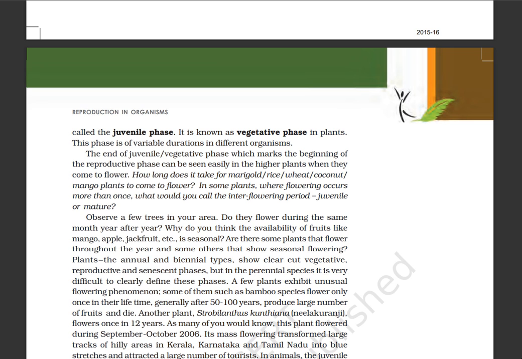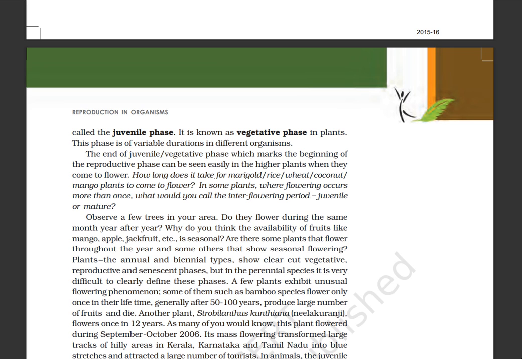Observe a few trees in your area. Do they flower during the same month year after year? Why do you think the availability of fruits like mango, apple, jackfruit, etc. is seasonal? Are there some plants that flower throughout the year and some others that show seasonal flowering?